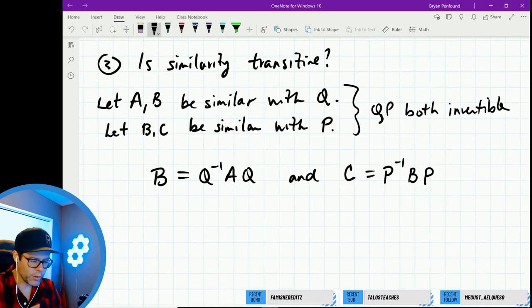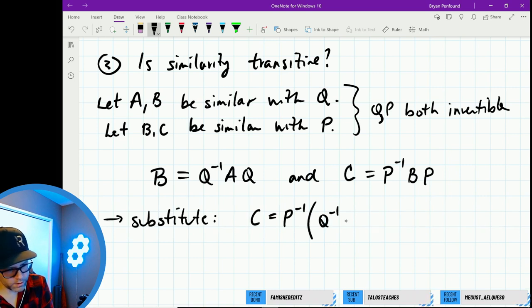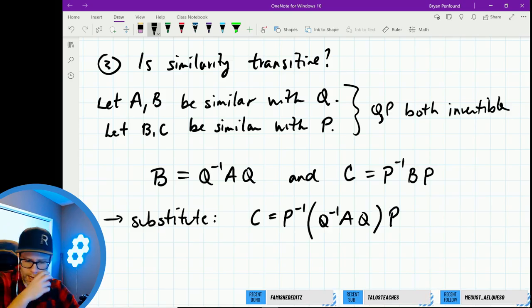So what we could do is take the relationship that we have for B, which is Q inverse AQ, and substitute that into the relationship that we have for C and B. So let's make a substitution. Let's put this relationship Q inverse AQ in here. And this is a helpful thing to do because transitivity says if A and B are similar and B and C are similar, then A has to be similar to C. So we're trying to gauge a relationship between A and C. This is really helpful. We kind of cut out the middleman of B.